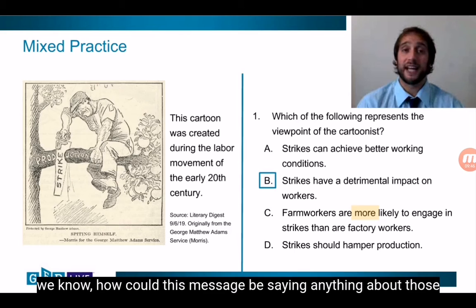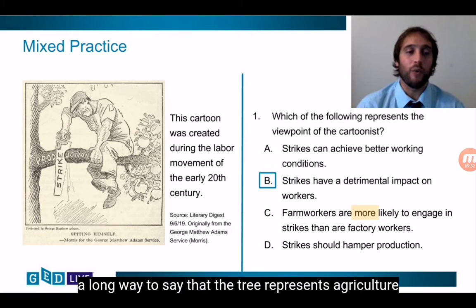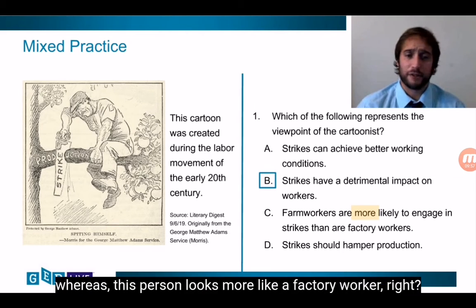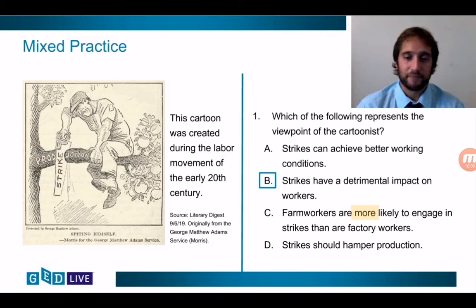How could this message be saying anything about those two groups? I mean, you'd be going a long way to say that the tree represents agriculture whereas this person looks more like a factory worker, right? That's a little bit too much of a stretch looking at those visuals that we've been given.